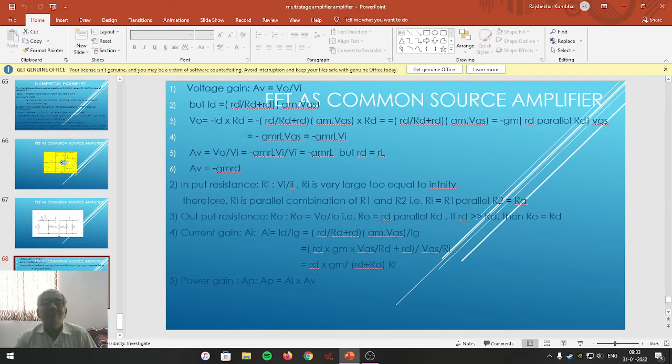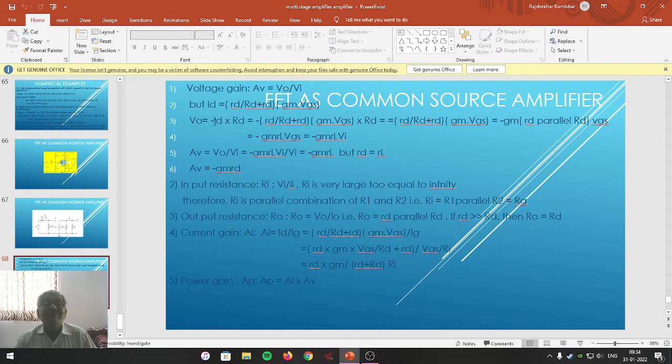Gm into Vgs is the current source, and rd upon capital RD plus rd represents the entire resistance located on the FET. By knowing this output current, let me calculate the output voltage. Output voltage is equal to output current into output resistance, which we have connected. By that rule, we get Vo equal to minus ID into RD.